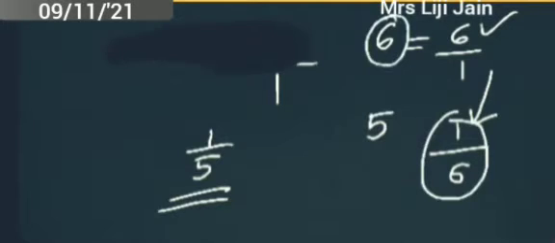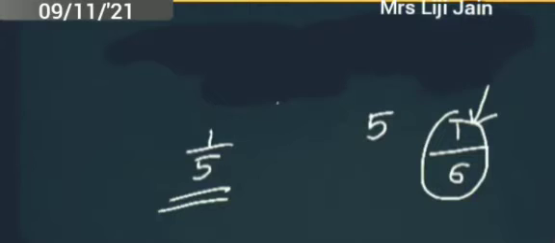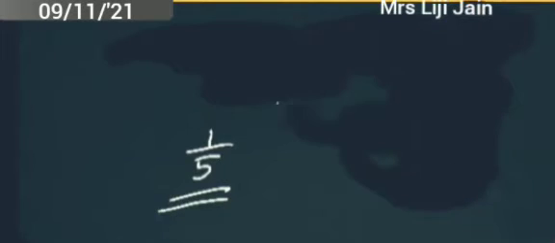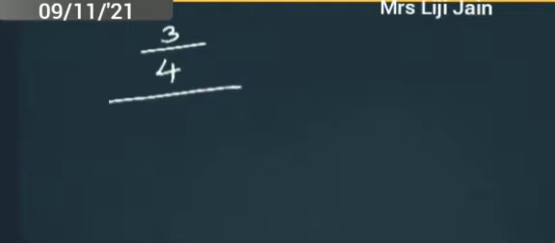Okay. Now let's move on to the division. Now division is very easy. The rule for dividing two fractions is, suppose we have to divide 3 by 4 by 12 by 18. The rule for dividing two fractions is: take the reciprocal of the denominator fraction and multiply.